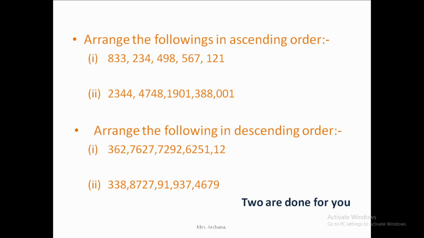Now arrange these in ascending order. Here also I have done one for ascending and one for descending. Ascending order means, as I told, increasing order. That means the smallest number you will get first, then the largest number.